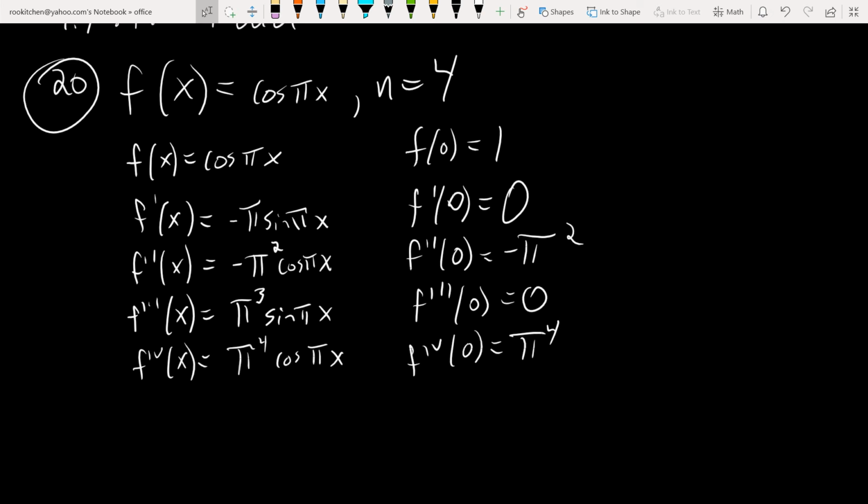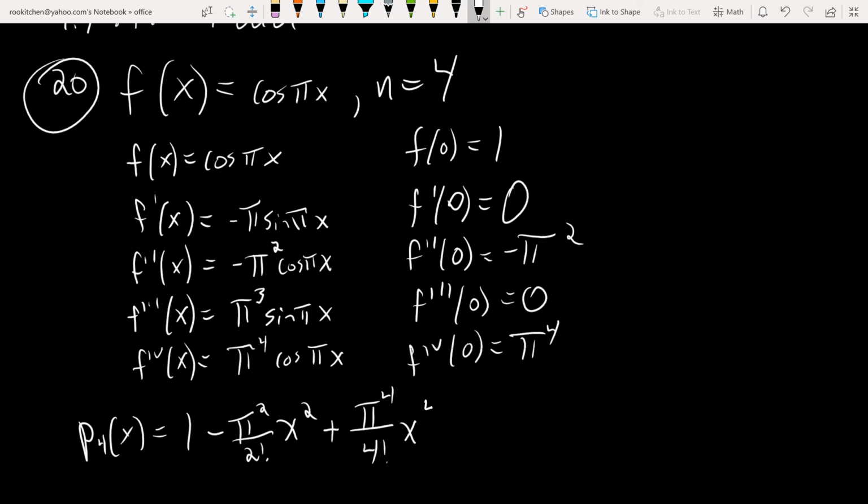And then we just put it into our formula for the Maclaurin polynomial degree 4. And what do we got going there? So P4 of x will be 1 plus 0x minus pi squared all over 2 factorial x squared plus 0 x cubed over 3 factorial plus pi to the fourth all over 4 factorial x to the fourth.